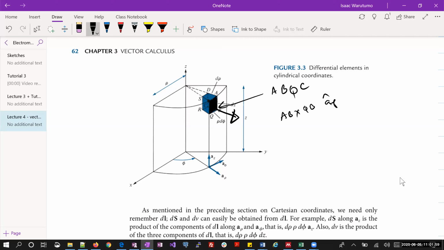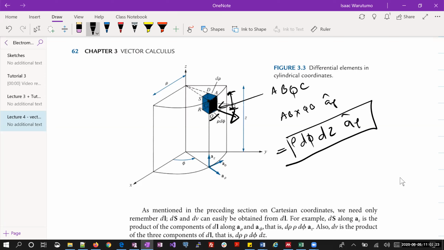Once you know that, we can say that we have found that the length of that arc is equal to rho d phi. And then going up is dz. So we simply say rho d phi dz a rho. And this becomes the first elemental area along the direction a rho.